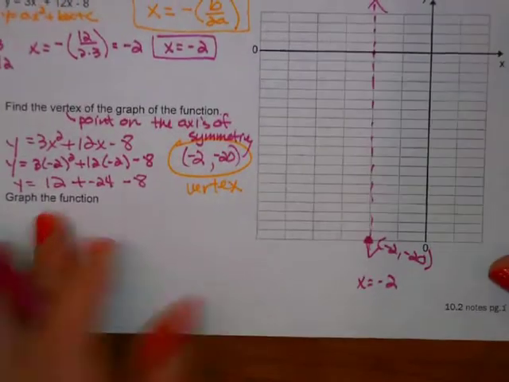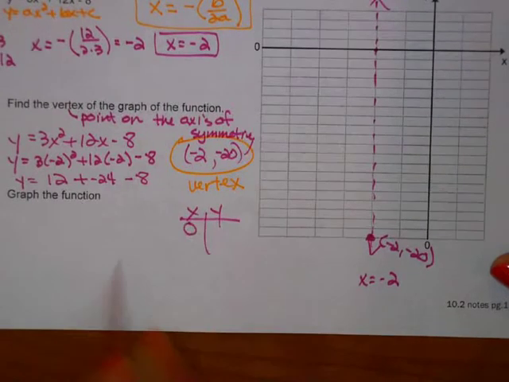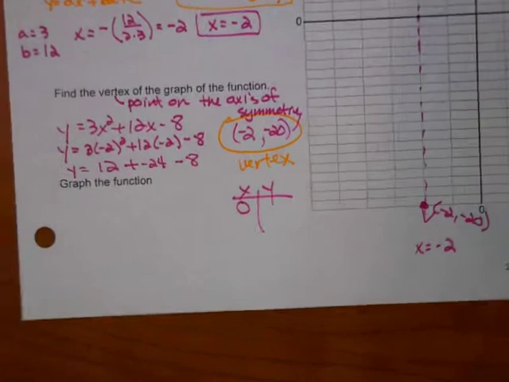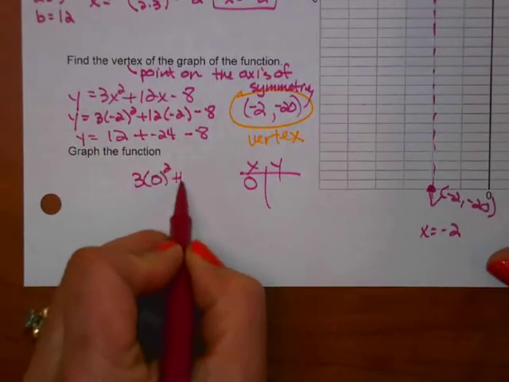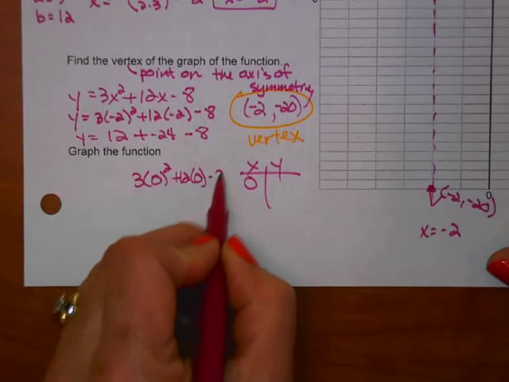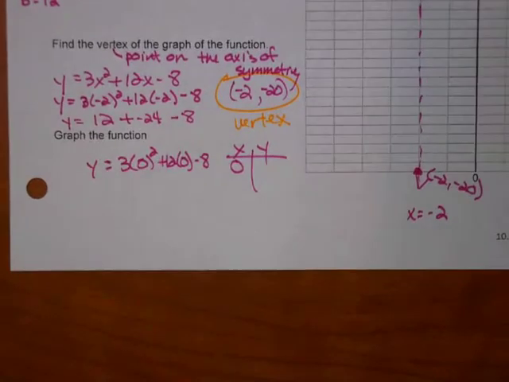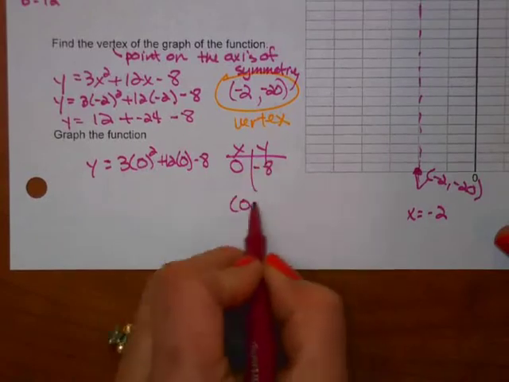What would be an easy point to get? Plug in 0. That would be super easy. So 3 times 0 squared plus 12 times 0 minus 8. What does that equal? Negative 8. It does equal negative 8. So another point would be 0, negative 8.